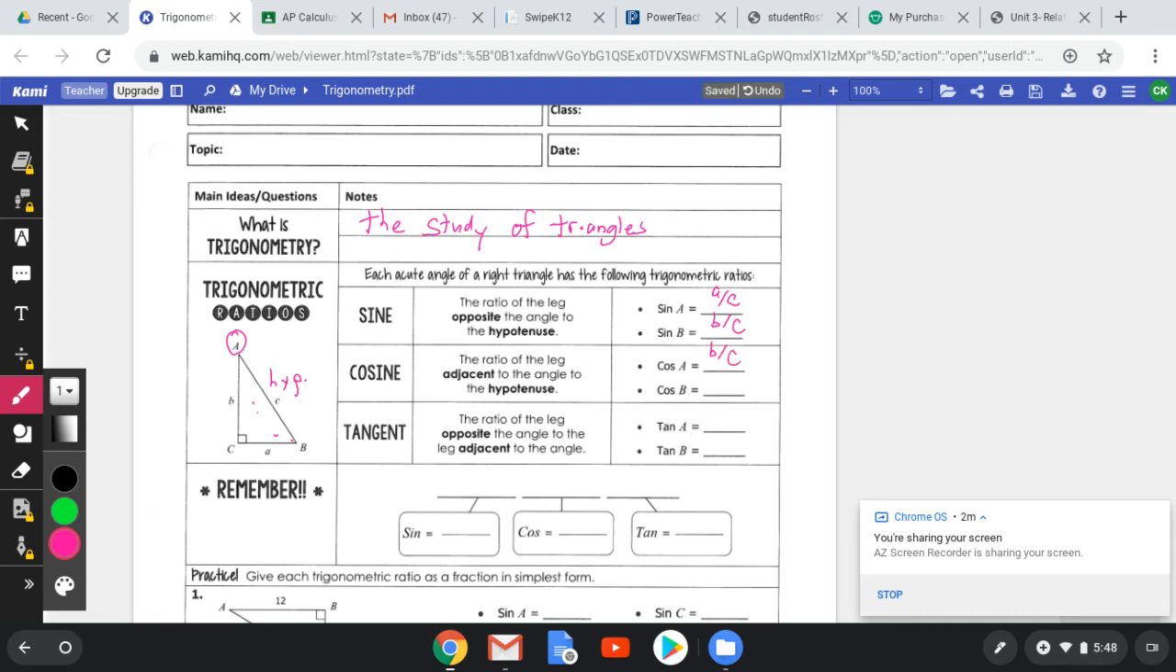Same thing with cosine of B. Which side is adjacent to angle B? Well, it's both little a and little c. However, little a is the one that's adjacent because c is the hypotenuse. So it's a over c.